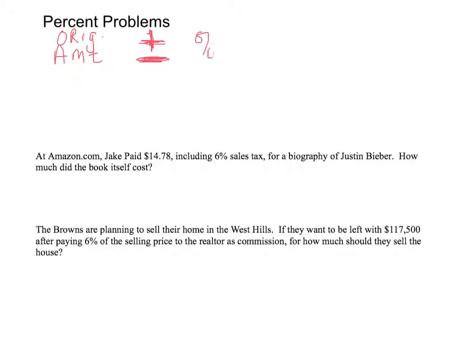some percent of the original amount. So a percentage of the original amount. And this should give us the new amount. Right? So if I take the original amount, if it's 50% off, then I'm going to subtract some percentage of the original. If I'm adding sales tax, I'm going to add some percentage of the original. And then I'm going to set that equal to the new amount.